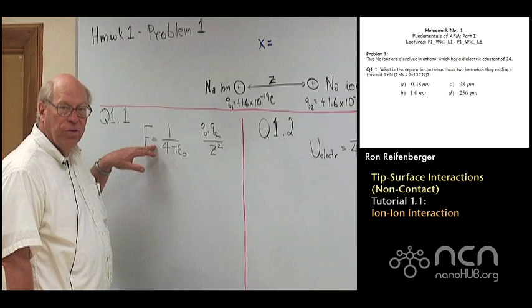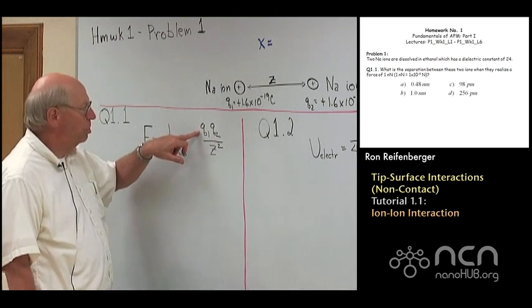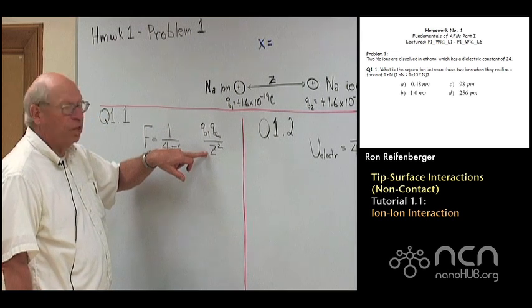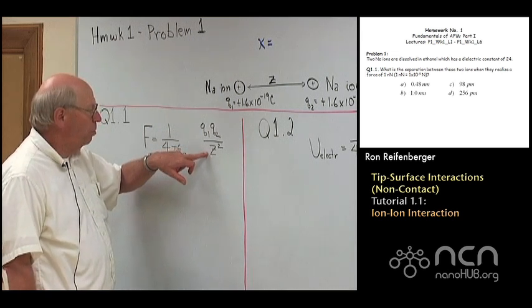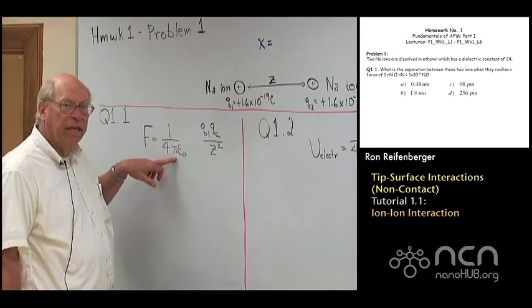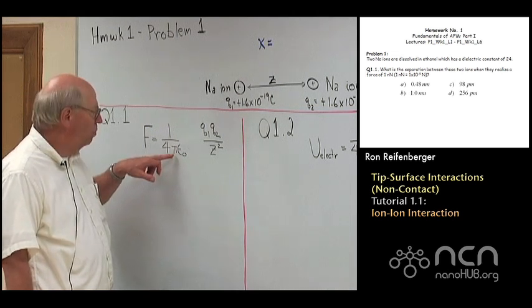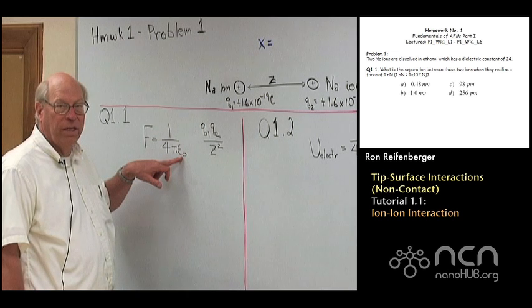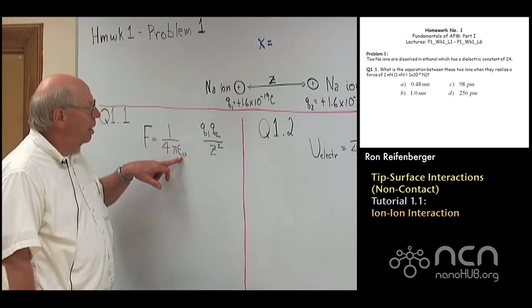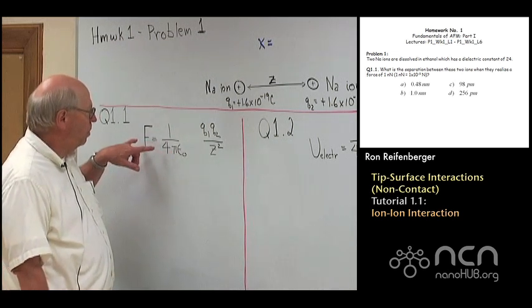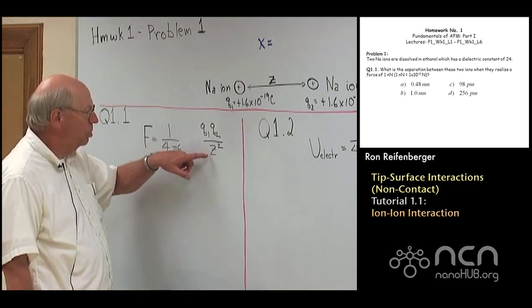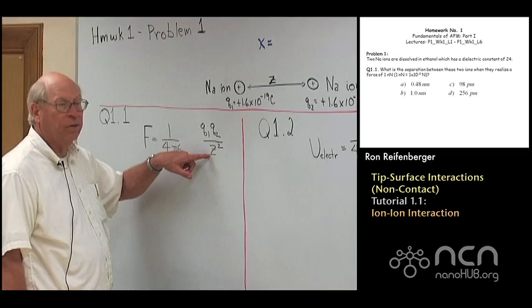So the force due to Coulomb's law is proportional to the product of the two charges, Q1 and Q2. It's inversely proportional to the distance z squared. The proportionality constant is 1 over 4 pi epsilon naught, where epsilon naught is the permittivity of free space. So in this problem, the forces are in newtons, the charges are in coulombs, and the separations are in meters.